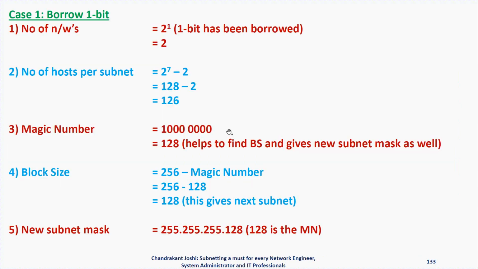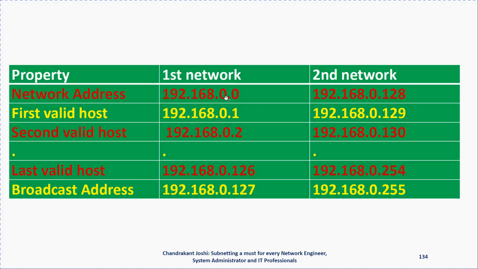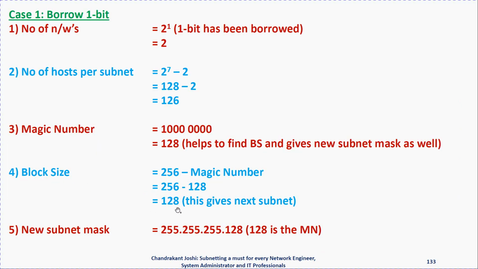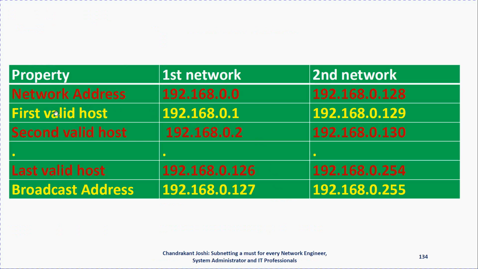For that purpose, I have to go back and see the block size. So block size is 128. So here clearly it is mentioned, this gives us the next subnet. So this fourth octet is the interesting octet. So this fourth octet 0 will be replaced by 128, which we got from the block size. Remember. So these are the 2 networks.